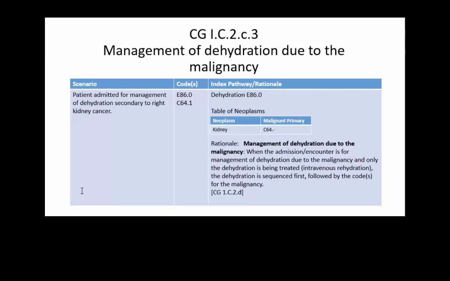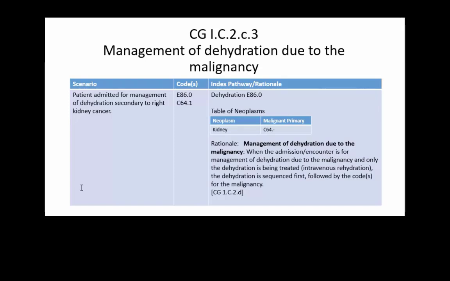This guideline has to do with the management of dehydration due to the malignancy, and the admission is solely for the treatment of the dehydration. You're going to code the dehydration first and then the malignancy. You see where the guidelines come into play here?